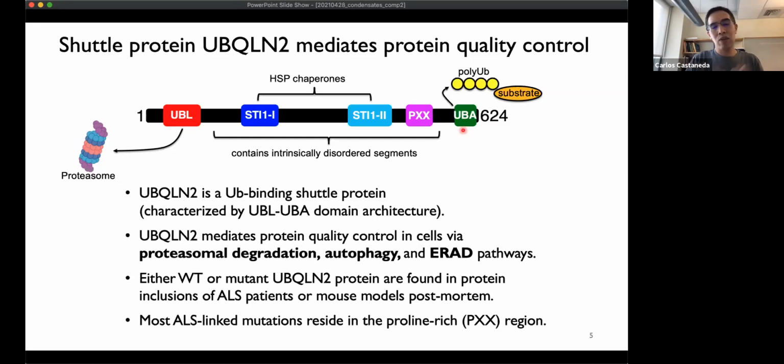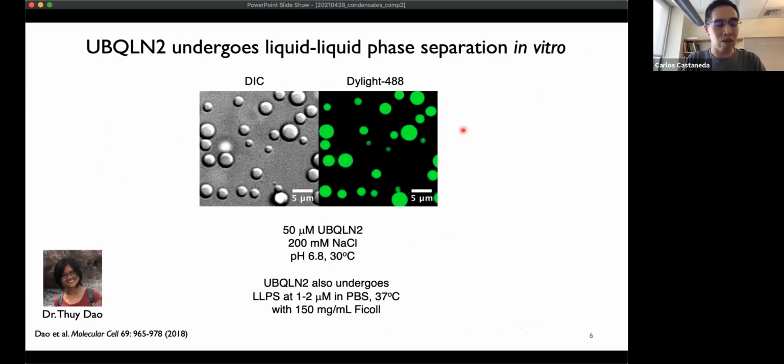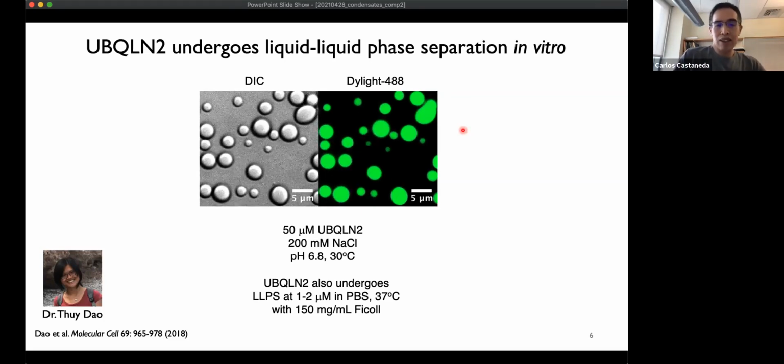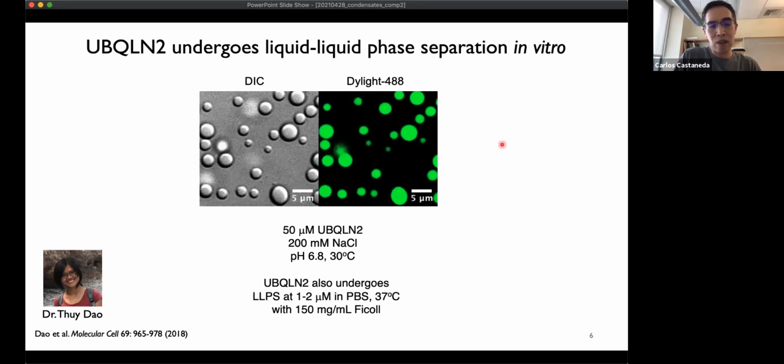And so we wanted to characterize what this protein is doing. We wanted to see if we could try to look at the structure of this protein. And when we started working with this protein, we made this early discovery that the protein undergoes phase separation in vitro. And so what we did was we purified this protein in E. coli, and then we basically put this into buffer.